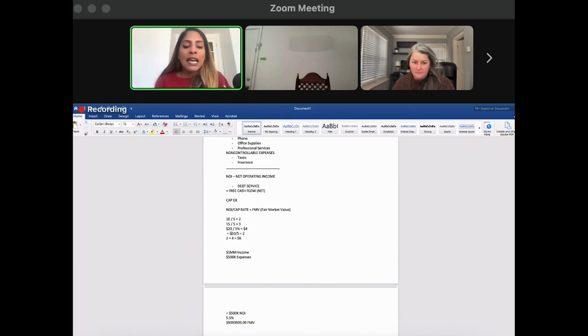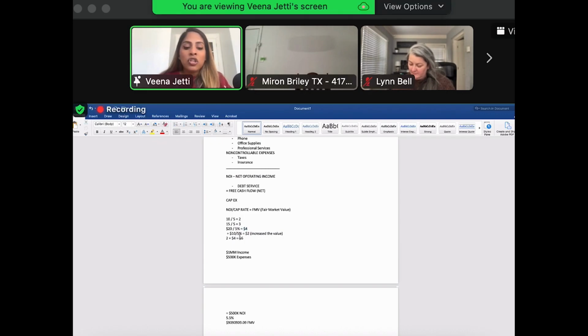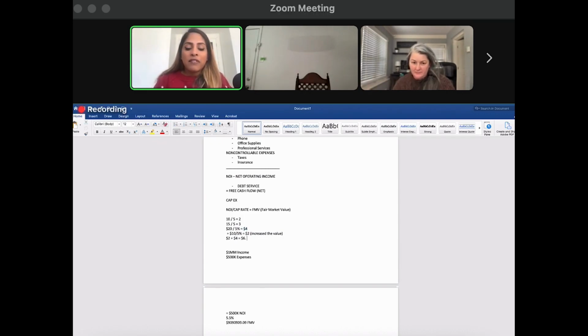Okay, so let's say I can go in and increase my units by $10 a month. Just increase the rent, right? I'm adding $10 to the NOI, which I'm then dividing by the same 5% cap rate. So that means I've increased the value of the asset by $2. Then we take the initial $4 that we had, and add the new $2 that I've created, and this gives us the new value.